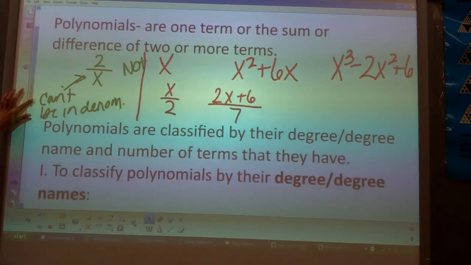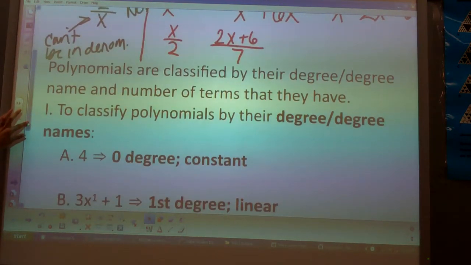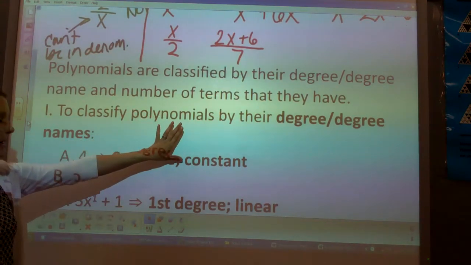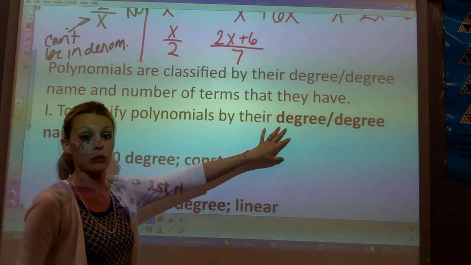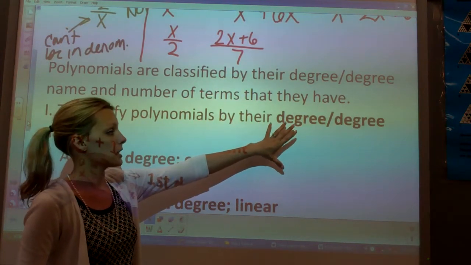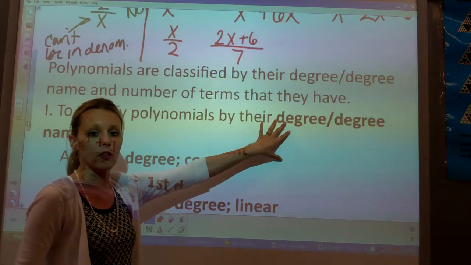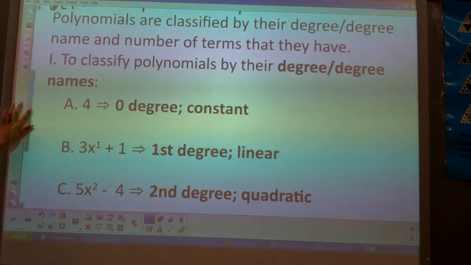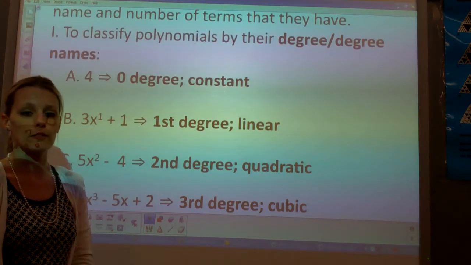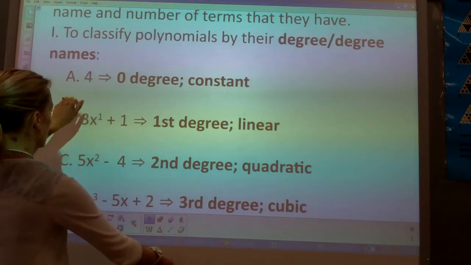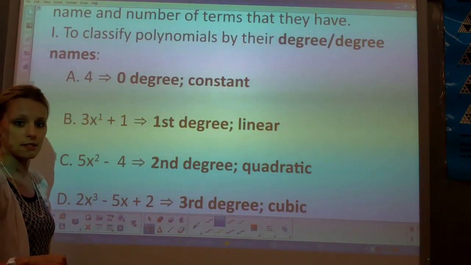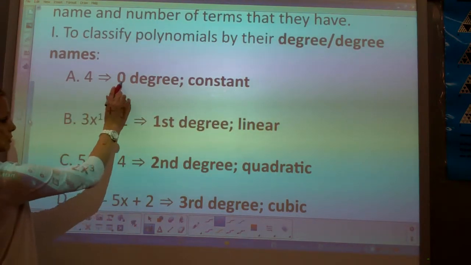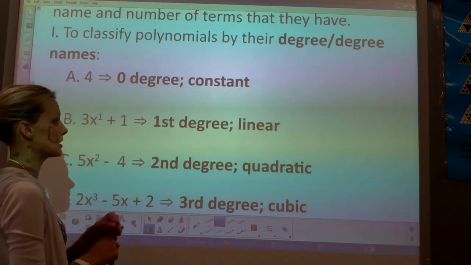And the way that we classify or name the polynomials is by their degree and by the number of terms that they have. So we're going to start just by classifying the polynomials by their degree. So to classify by the degree, you need to look for the largest degree in the polynomial. And the degree is the exponent of the variable. So for example, in A here, there is no variable. So for A, the degree would just be 0. Or it could be called a constant.